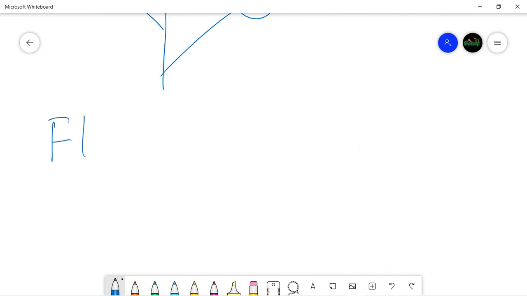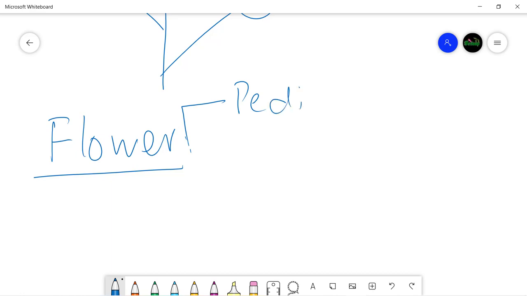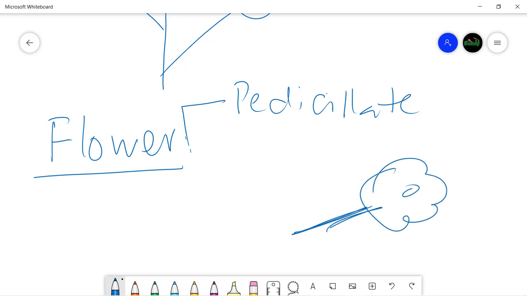Next is the flower itself. The flower of the family Brassicaceae is pedicellate. So it has a pedicel. Flower with a stalk is known as pedicellate. So this is a pedicellate flower with the stalk. So this is its pedicel. So the flower is known as pedicellate.